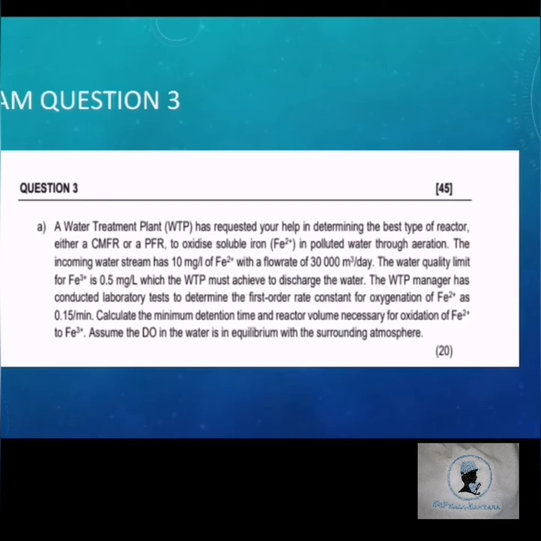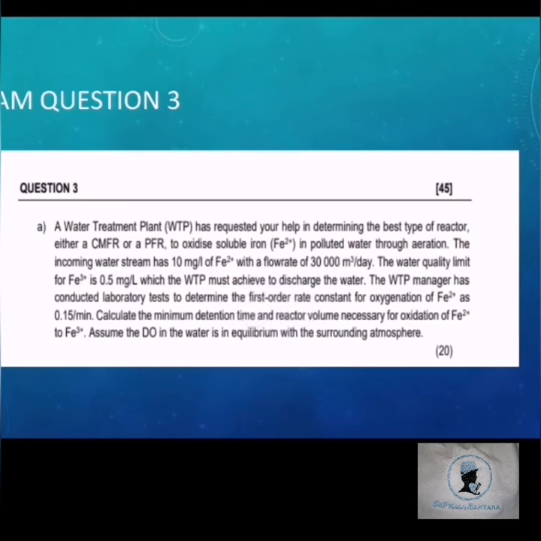So moving on, we have a water treatment plant that has requested your help in determining the best type of reactor, either CMFR or PFR, to oxidize iron in a polluted water through aeration. The incoming water stream has this concentration of Fe at a flow rate of that, and the water quality limit of Fe is equal to 0.5 milligrams per liter.